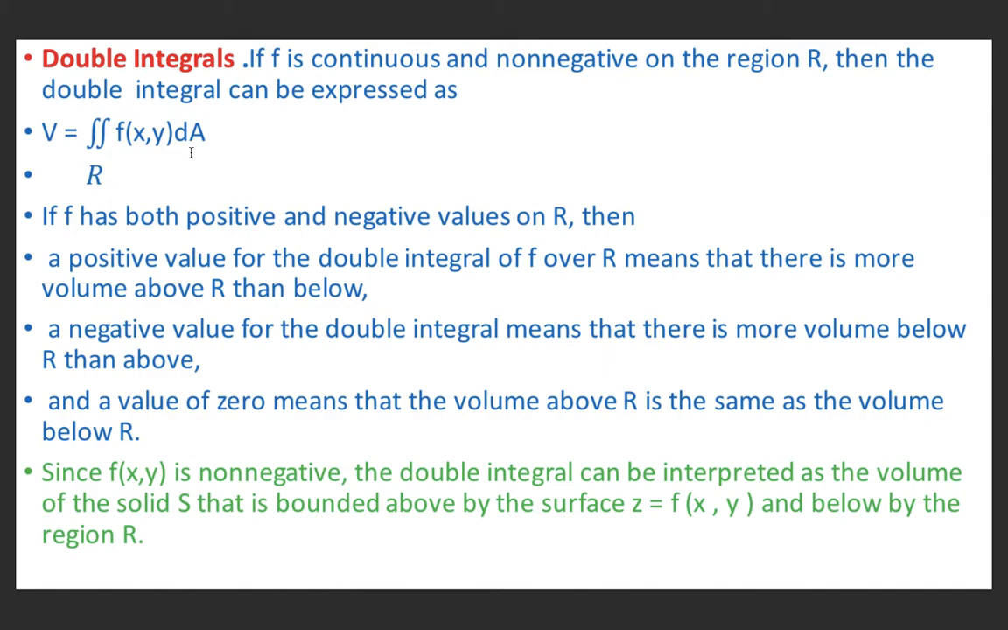If the value of this double integral is 0, then it means the volume above R is the same as the volume below R. Since this function f(x,y) is non-negative, the double integral can be interpreted as the volume of solid S that is bounded above by the surface z equal to f(x,y) and below by the region R.